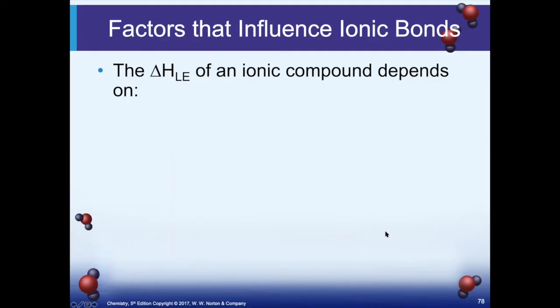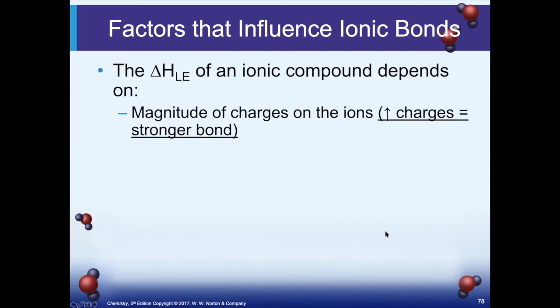Now what we want to talk about are factors that will influence the strength of these ionic bonds. First of all, remember that the bond strength is indicated by the lattice energy. So really, what we can talk about are the things that influence the lattice energy. There's a couple of things. First of all, it's the magnitude of charges. The trend is, the greater the magnitude of charge, the stronger the bond, or the higher the lattice energy. So the greater the charge, the stronger the bond.